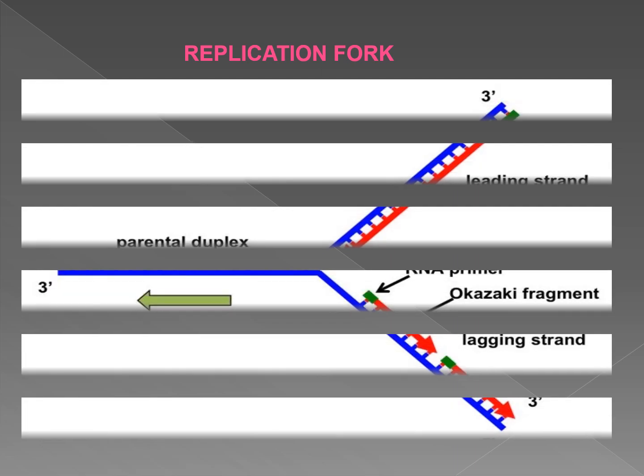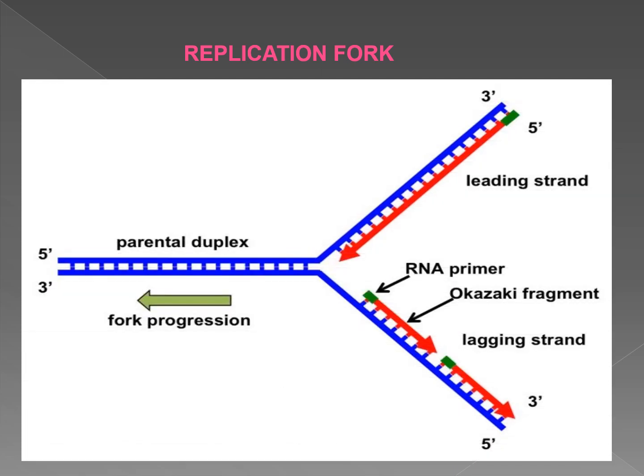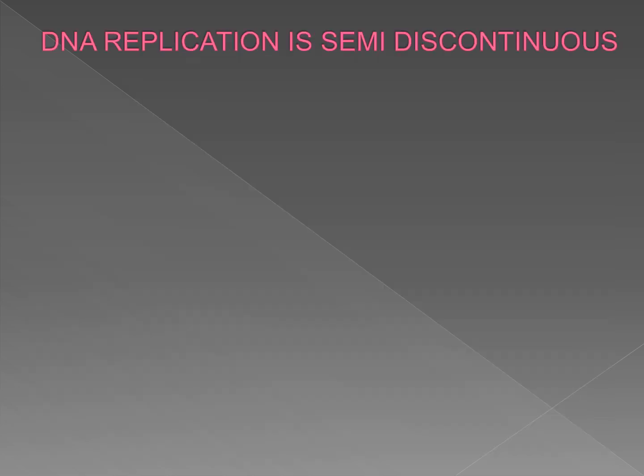So this is the replication fork. It is formed when the two strands separate at the origin and then open up, creating a Y-shaped structure. The separated strands act as templates, and the opening of the fork continues. The replication is said to be semi-discontinuous.